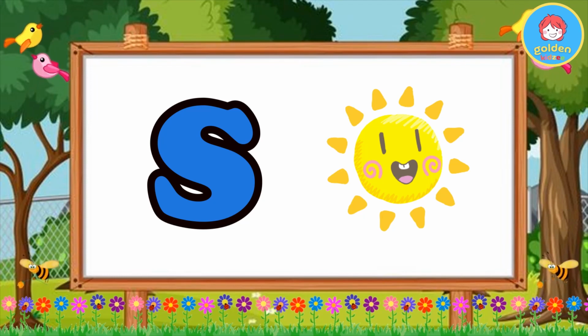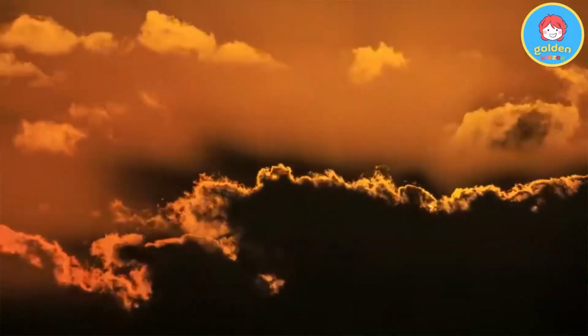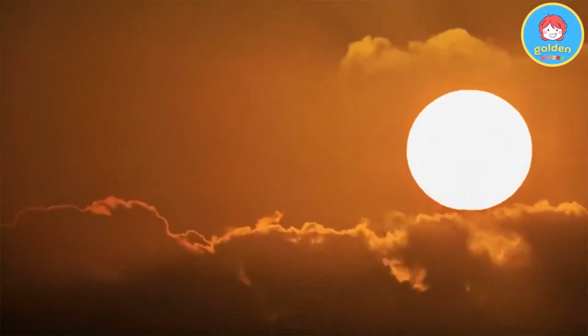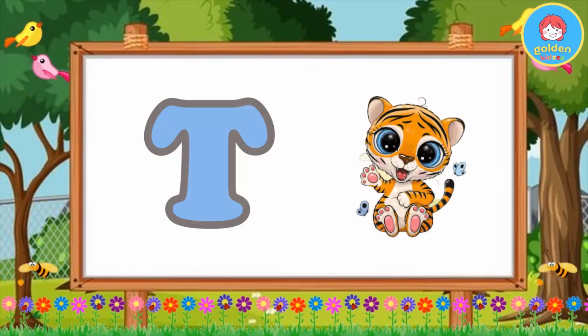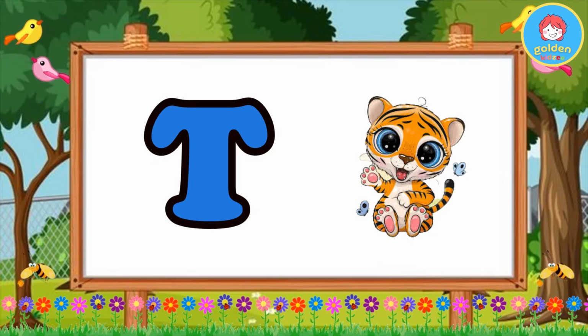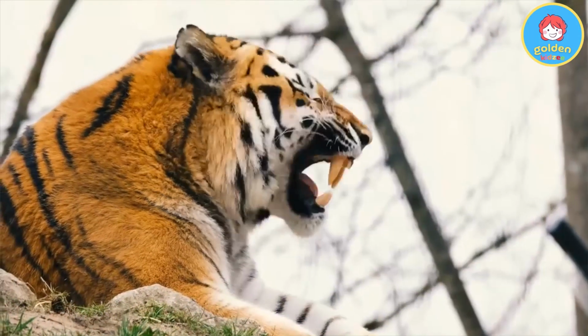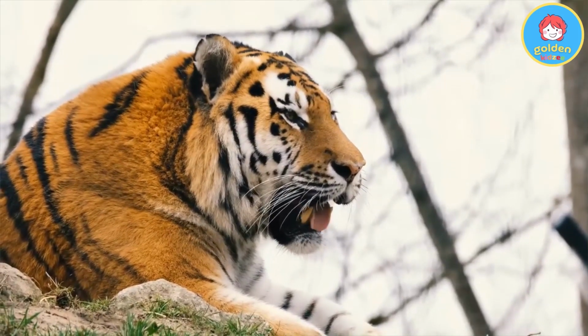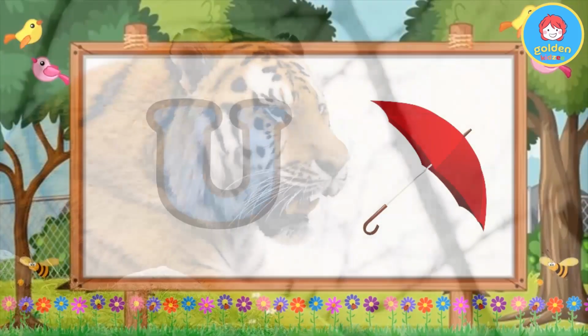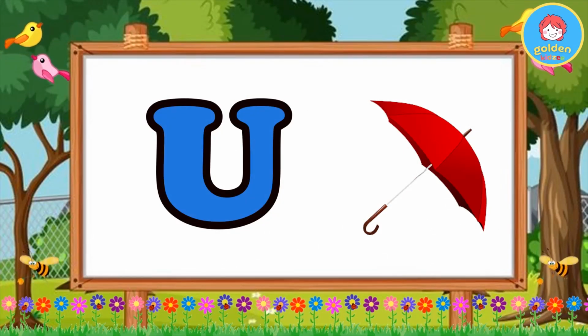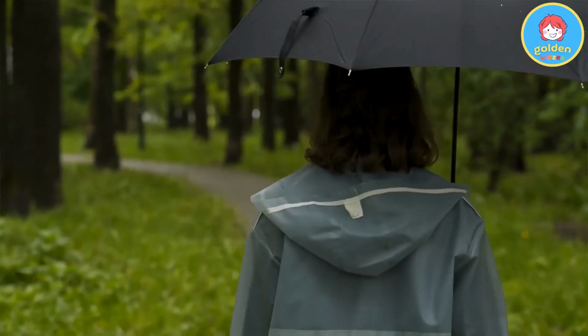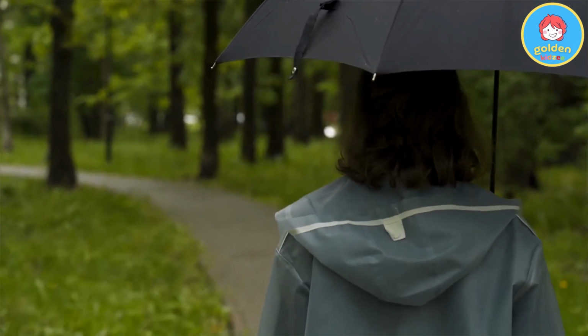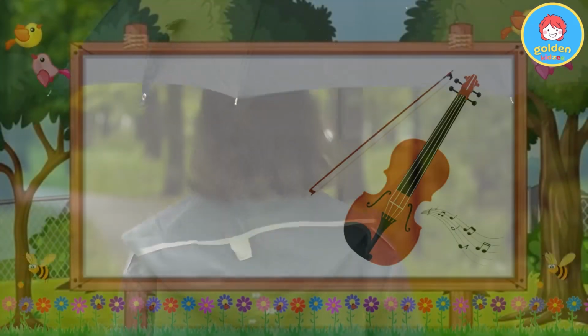S. S is for sun. T. T is for tiger. U. U is for umbrella. V.